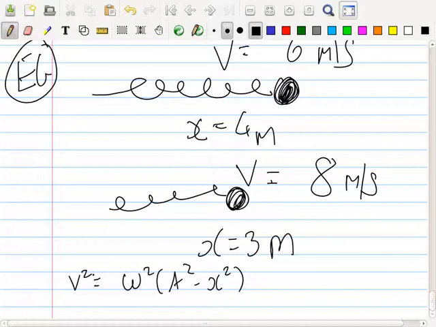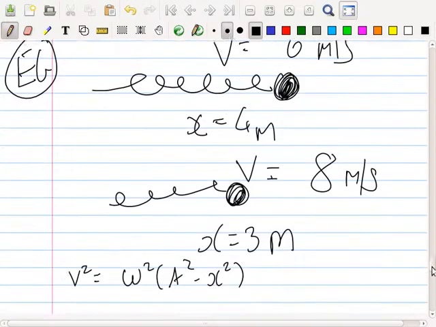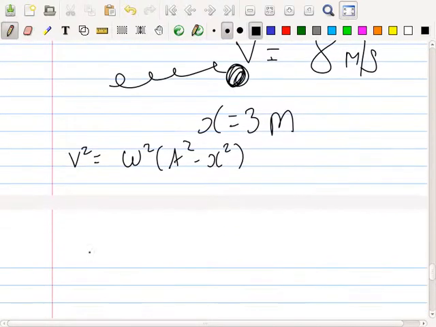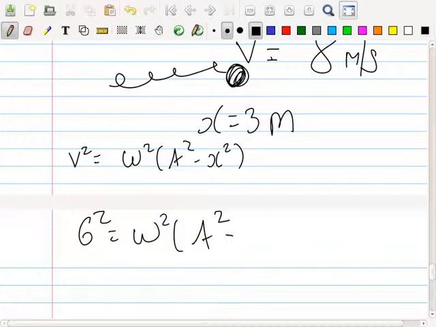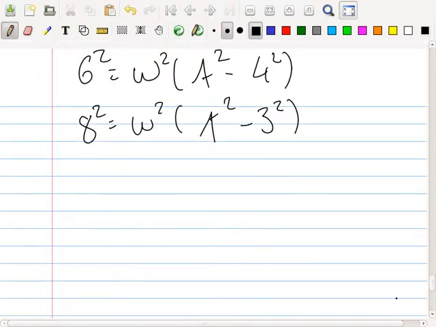Right, let's use the formula. I'm going to just need to go to the next page. Okay, so that's 6 and 4, and this one is 8 and 3. So the first one, 6 and 4: 6 squared equals omega squared, a squared minus 4 squared. And then for the other situation, it will be 8 squared equals omega squared, a squared minus 3 squared. So that's good. Why is that good? You have 2 equations, so you can cancel the omega.